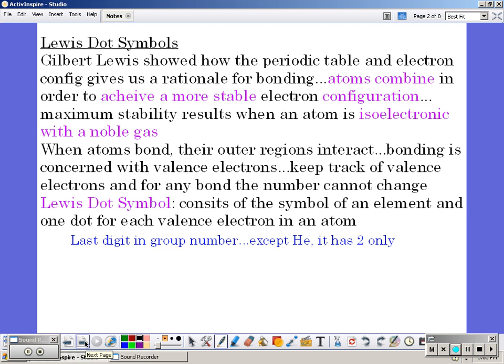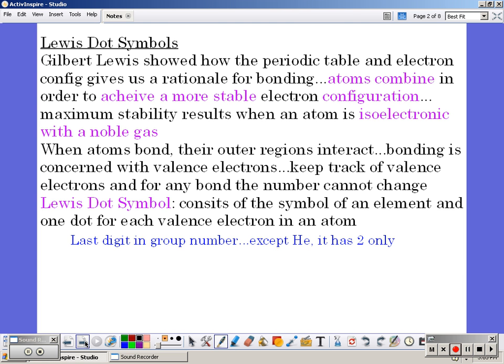Lewis dot symbols. Gilbert Lewis was an American chemist who showed how the periodic table and electron configurations give us rationales behind the bonding. Atoms combine in order to achieve a more stable electron configuration. Maximum stability results when an atom is isoelectronic with a noble gas. When atoms bond, their outer regions interact. So bonding is really about the valence electrons. So we need to keep track of valence electrons, and for any bond, the number cannot change. So if you start with 5 valence electrons total, you have to end with 5.